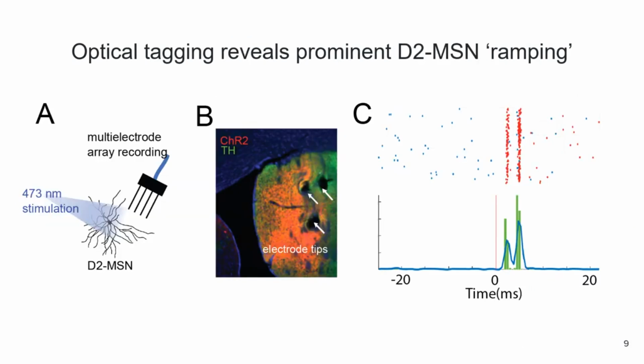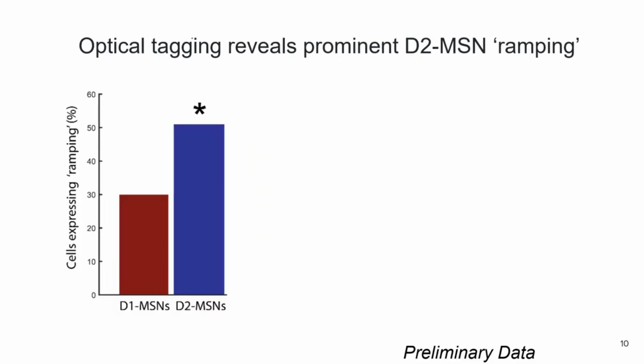Finally, to get a clear picture of the in vivo dynamics of D1 and D2 MSNs as animals perform this task, we recorded from channelrhodopsin-tagged D1 or D2 MSNs. At present, we've isolated a population of 20 D1 MSNs and 42 D2 MSNs, and we've noted that ramping appears to be slightly more prominent in the D2 MSN population than the D1 population, although this is still a work in progress.